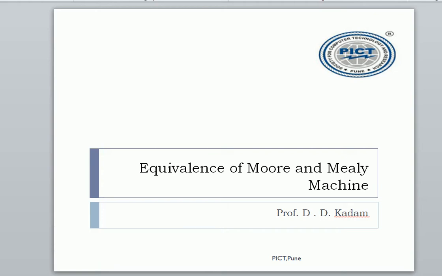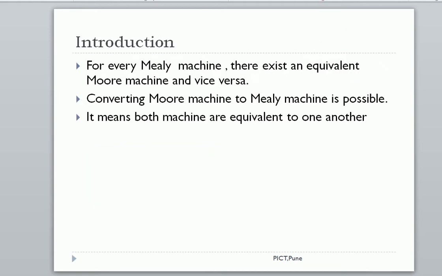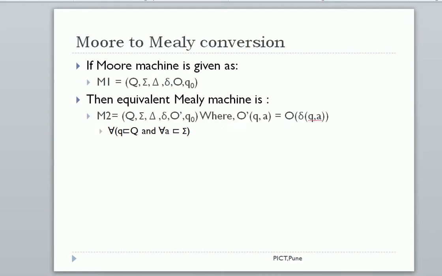Now we'll see the equivalence of Mealy and Moore machines. As we know, for every Mealy machine there exists an equivalent Moore machine and vice versa, meaning I can convert a Moore machine into a Mealy machine, or vice versa. It is possible because they are equivalent in power. Now let's see the mechanism for how to do that.